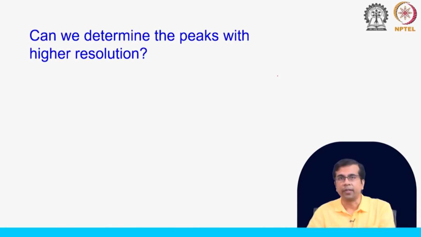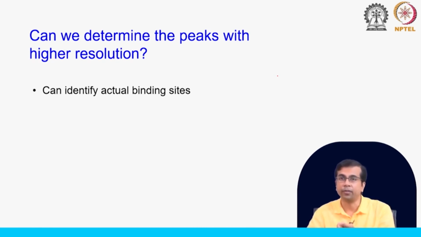Now, one of the questions that we have is, can we determine the peaks with higher resolution? As we have seen, ChIP-seq actually does not give us the desired resolution. So, can we determine the peaks with better resolution? Then we can determine the actual binding sites, not just infer or predict, but actually see them, and we can do something called motif analysis for binding sites. So, what is motif analysis?